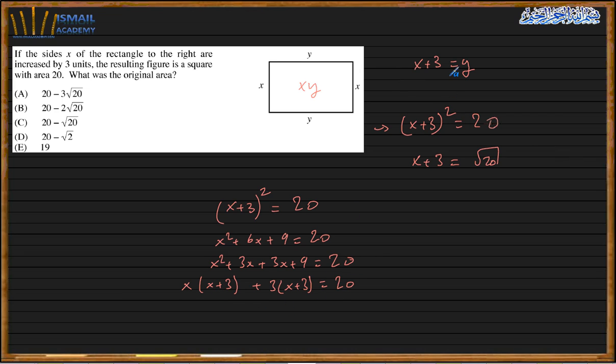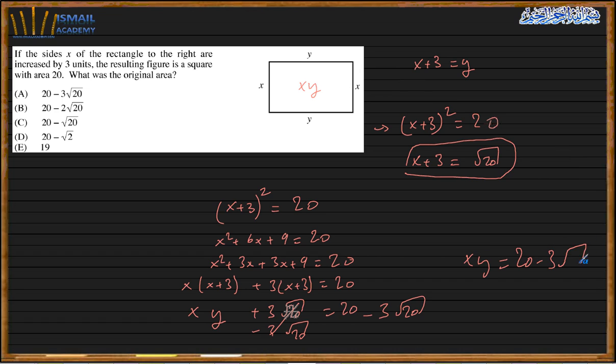So we know that y is x plus 3. So I'm going to substitute this one by y. So I get xy, which is the area of the original shape, plus 3 times x plus 3, and we know x plus 3 equals square root of 20. It's going to be 3 square root of 20 equals 20. Then we minus 3 square root of 20 from both sides. I will get xy equals 20 minus 3 square root of 20. And this is the original area, which is x times y. A is my choice. I hope it's totally clear.